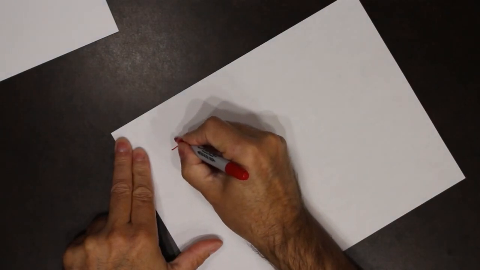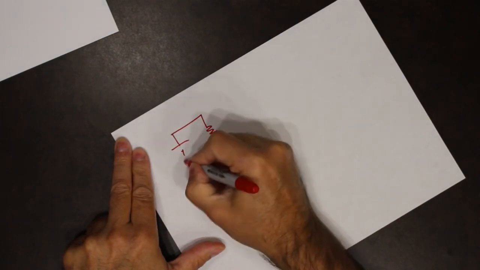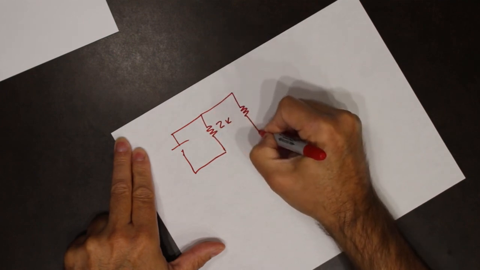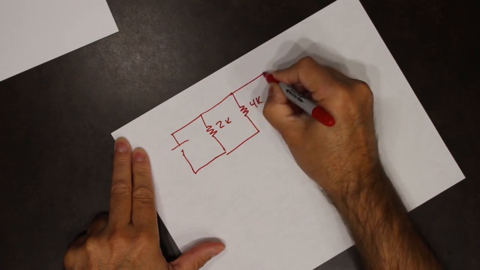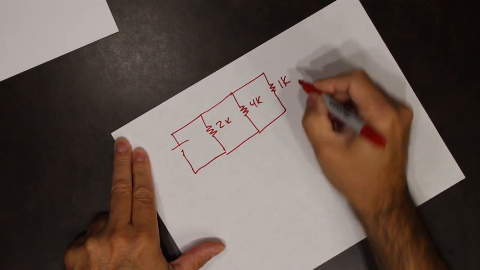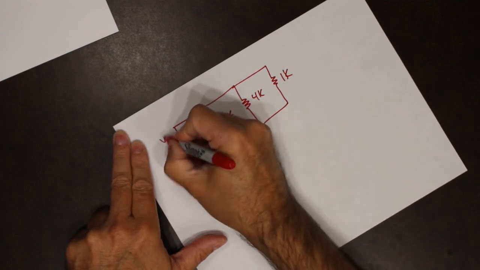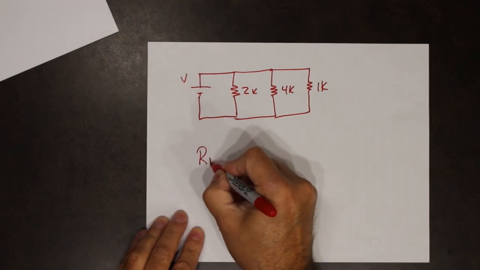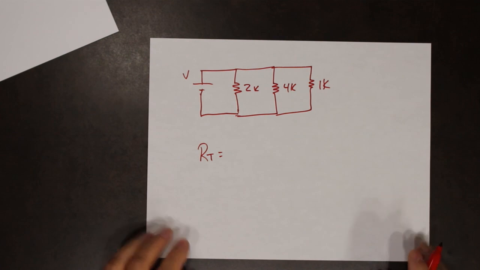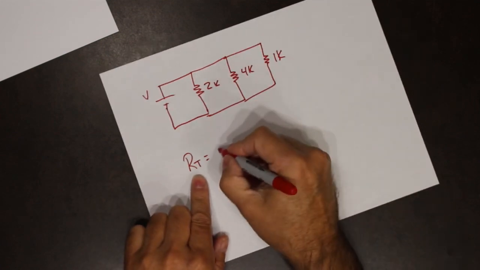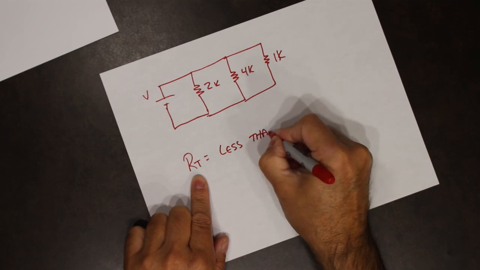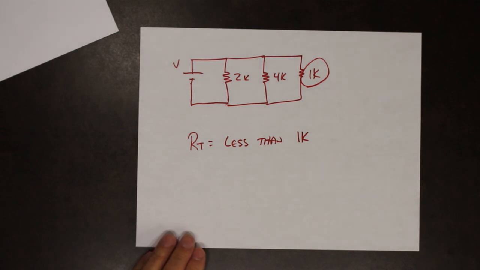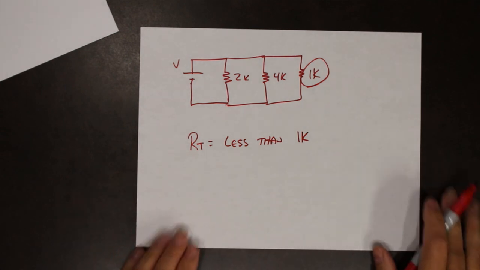If I took 2K, 4K, and 1K, all in parallel, from this rule I must be able to calculate an R total that is less than 1K. 1K is the smallest resistor in that network, so the R total must be less than 1K.